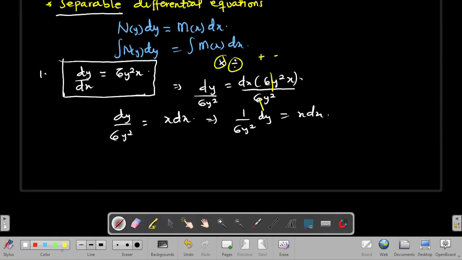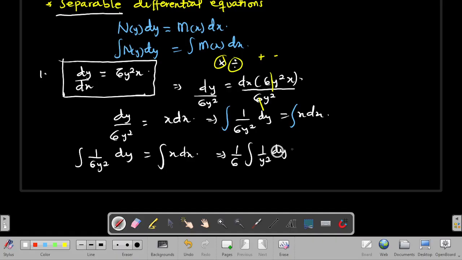The next thing is to solve the differential equation. To solve, we simply introduce our integrals on both sides, okay? So observe closely. I have the integral of 1 over 6y squared dy is equal to the integral of x dx. When you have an integral of 1 over 6y squared, how do you solve this? Whenever you are about to solve any integral, first thing first, push every constant outside the integral sign, okay? So we're going to have 1 over 6 outside, integral of 1 over y squared dy is equal to the integral of x dx.